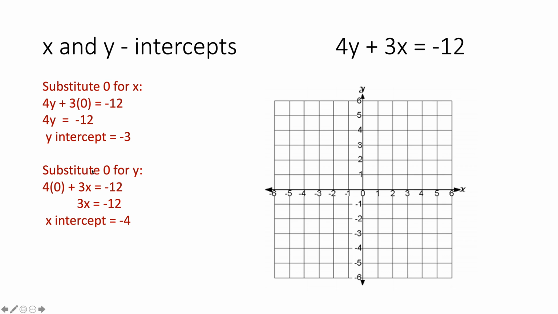If I want to find the x-intercept, this time I put the 0 in for y. Remember, it's always opposite. You want the y-intercept, 0 for x. You want the x-intercept, 0 for y. So I want the x-intercept now. I know my y-intercept is negative 3.